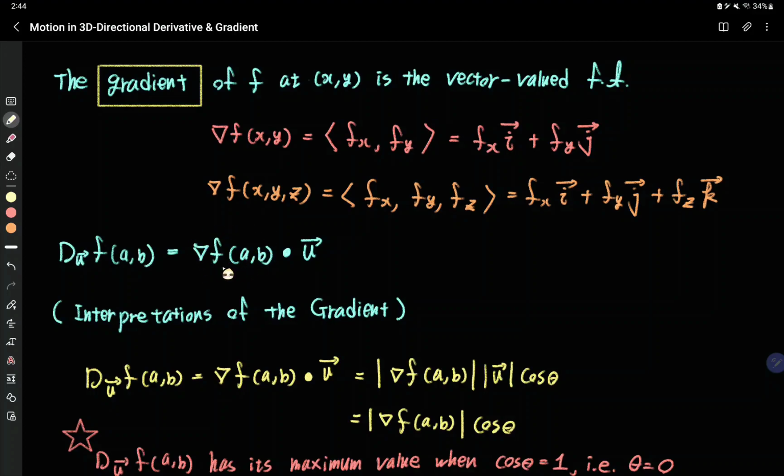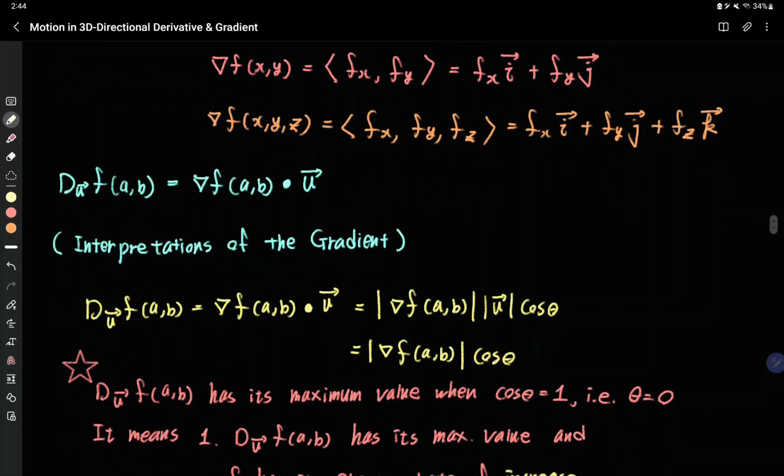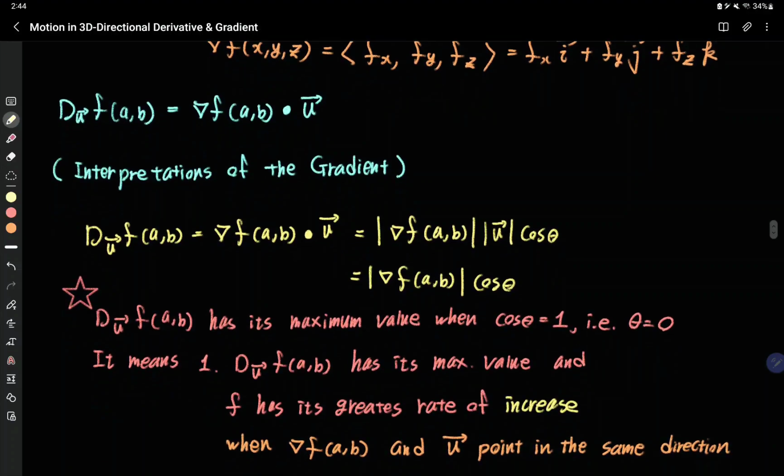But what's the meaning of the gradient? This is really important to know before studying further in vector calculus. Look at this. The directional derivative of f is this, and using the definition of the dot product, it can be expressed as the magnitude of the gradient times the magnitude of the vector u times cosine theta. But since u is a unit vector, its magnitude is 1. So this one is equal to that. What is theta then? Theta is the angle between the direction vector u and the gradient.